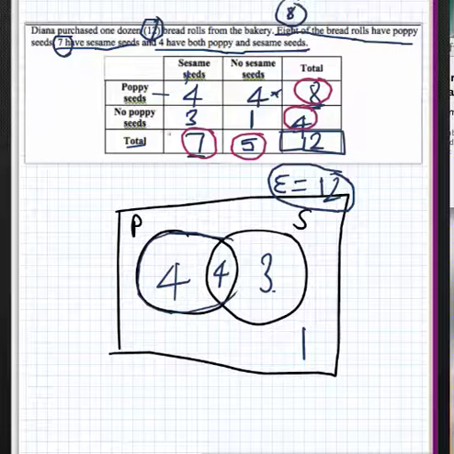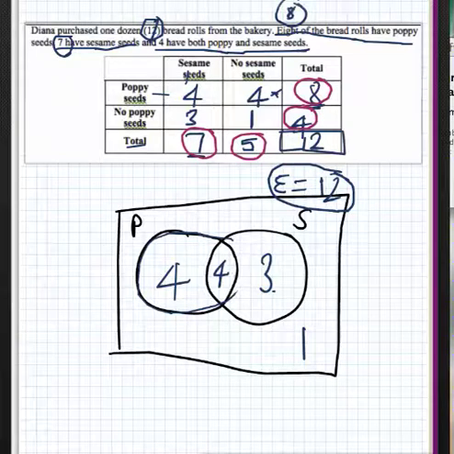Can we see this? No, we can't see this 4 and this 5 in the Venn diagram. That's why a two-way table has more information and it can be more useful. Now let's answer some questions.